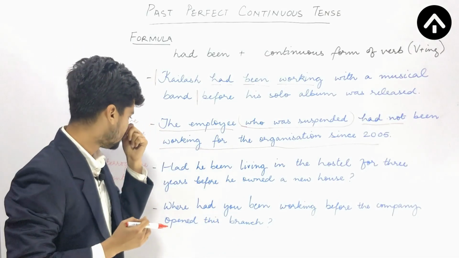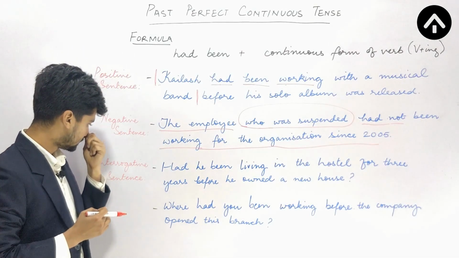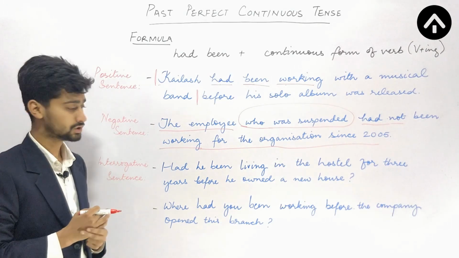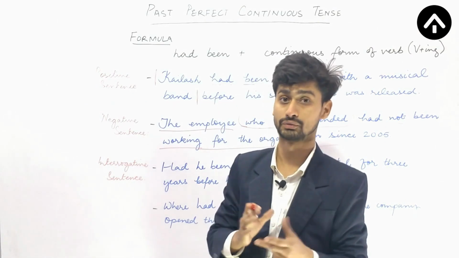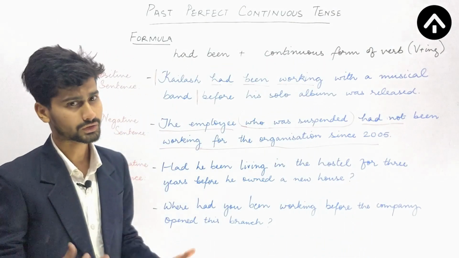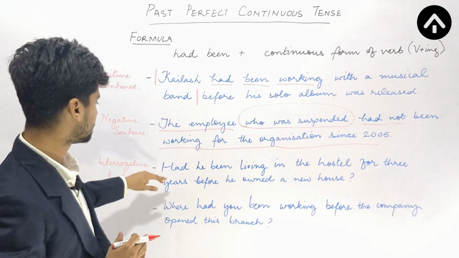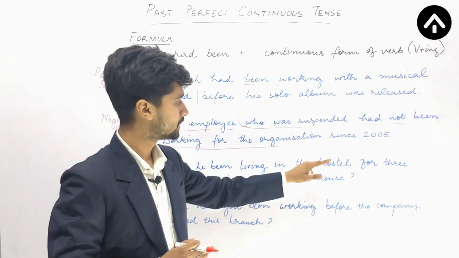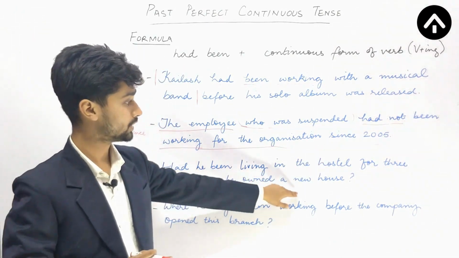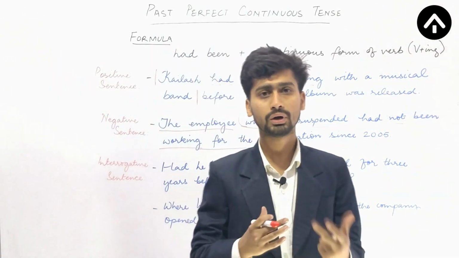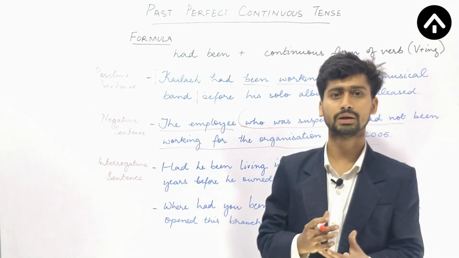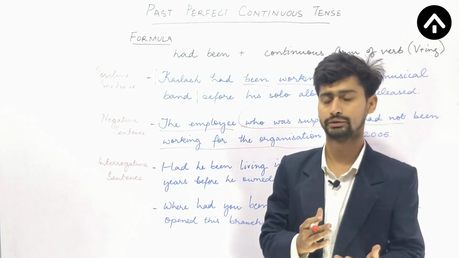Okay. Now let's take a look at the sentence which is interrogative in nature. So interrogative sentences are the ones which are used for asking questions. Okay. It's again very easy, it's not so difficult. Had he been living in the hostel for 3 years before he owned a new house? So this is a question which is a polar question, okay, that demands an answer either positive or negative.